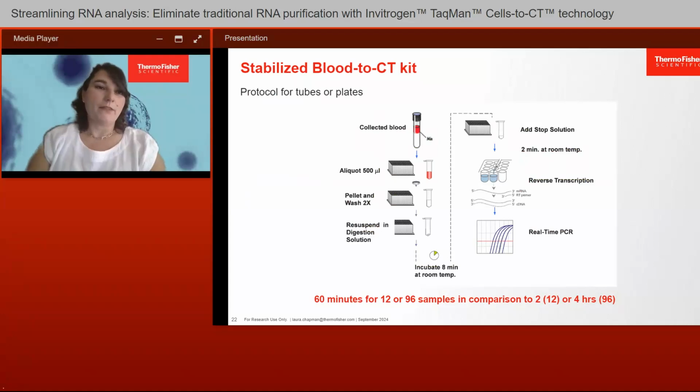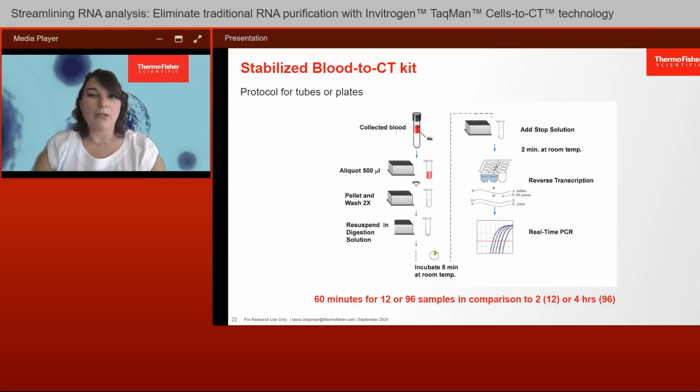So this is a workflow of the stabilized blood to CT kit so that you can get a little bit more detail as to how it works. So first you would have the blood collected in your stabilization tube, whether it be Tempus or PAXgene tube, and that allows the RNA to be protected from the RNases. You take an aliquot of that, and then with this particular kit, there are two options that you can choose from. If you're doing a low throughput and you only have a few samples, you could use tubes where you could put the sample into the tube.